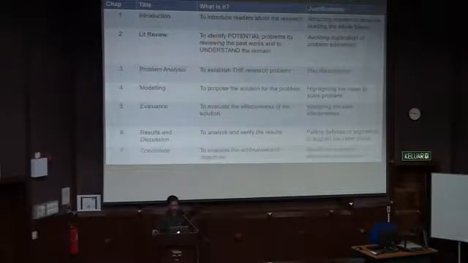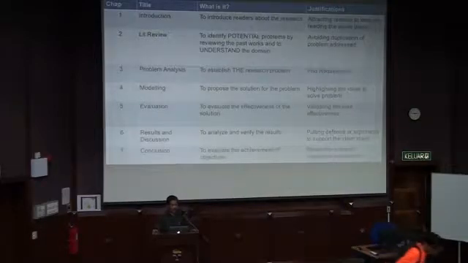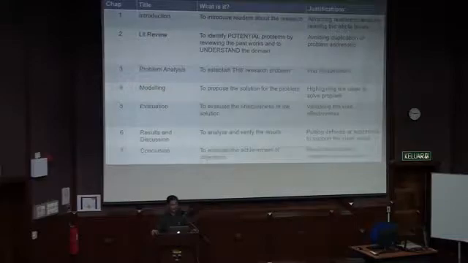Chapter 3, to establish the research problem. And chapter 4, to propose the solution. And number 5, to evaluate the effectiveness of the solution. And number 6, to analyze and to verify the results. And number 7, to evaluate the achievement of the objectives of the research. So this is the thing that we do, okay?